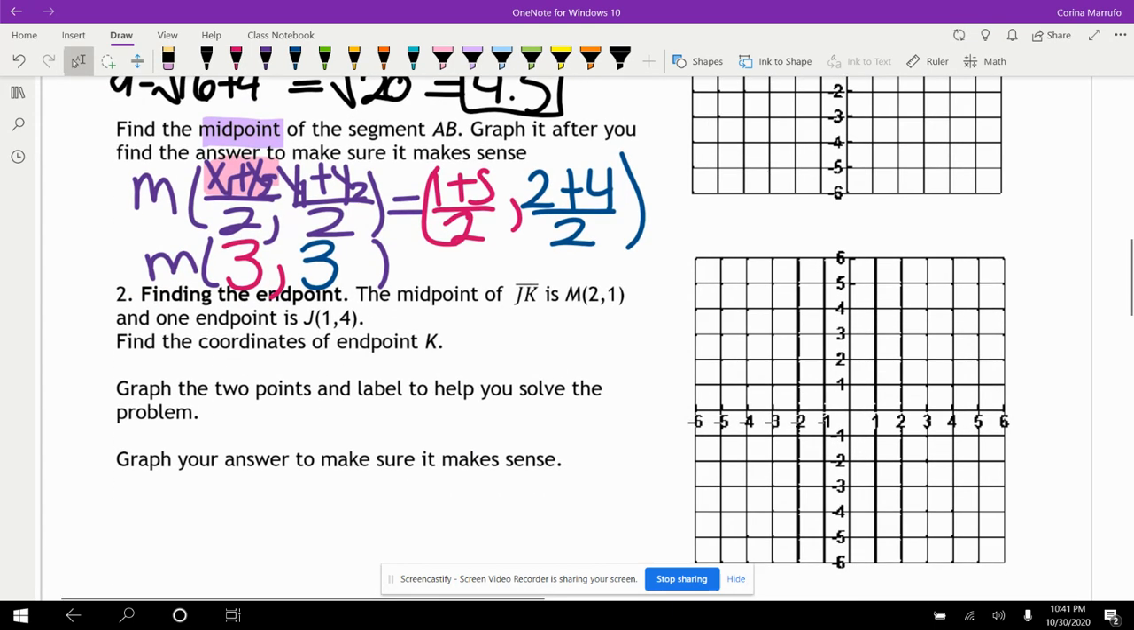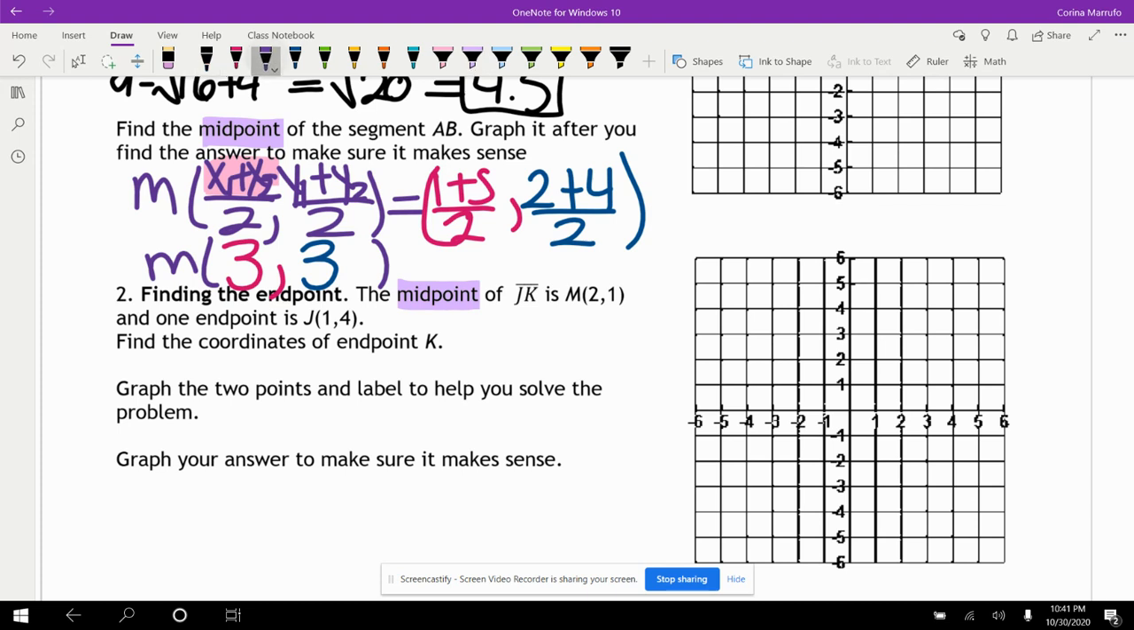Now, the second section, finding the endpoint. So these are a little bit tricky, so just be very careful when you're working with these ones. It tells you the midpoint of JK is M (2, 1). Okay, so this time they already give us the midpoint. So the midpoint of segment JK is M, which is (2, 1).